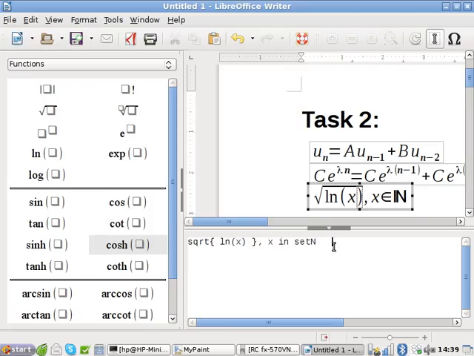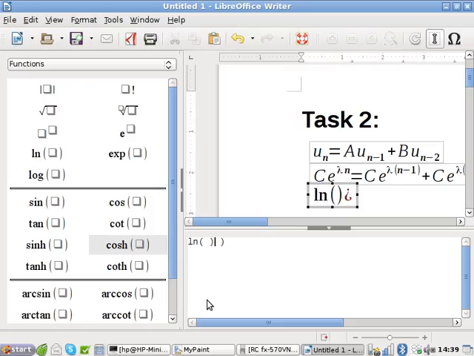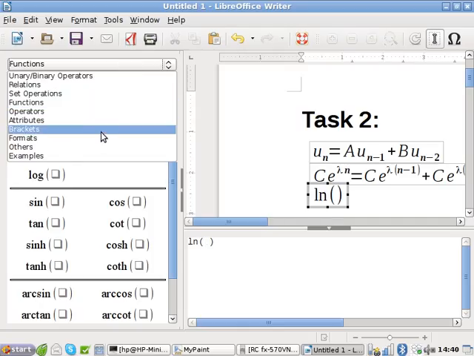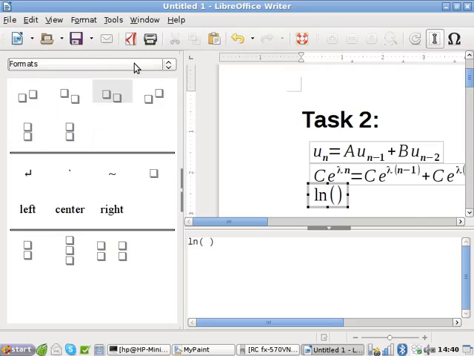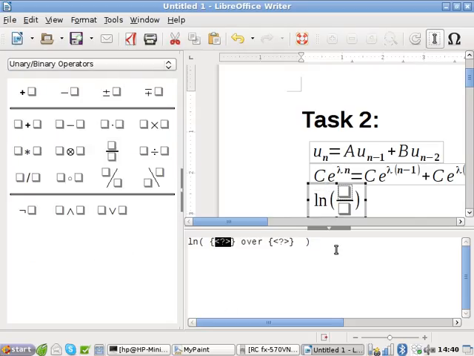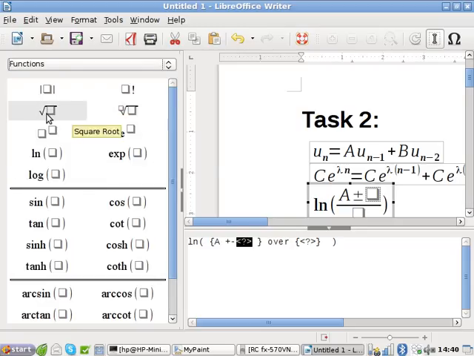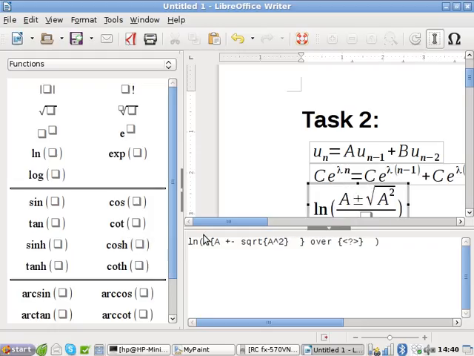How do we make something like ln, big bracket, a plus minus? Okay, let's have a look at that. ln, brackets, and then what's in here? Fraction, is it? Yeah, right. So we need to go to this one, here we are. What was on the top? A plus minus, where's plus minus? There it is. A plus minus square root, a squared, plus 4b, over 2.